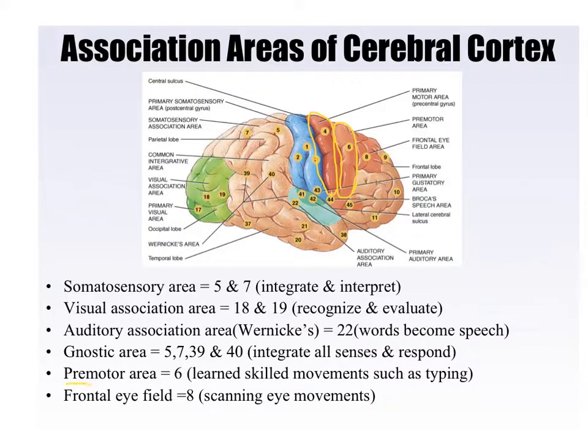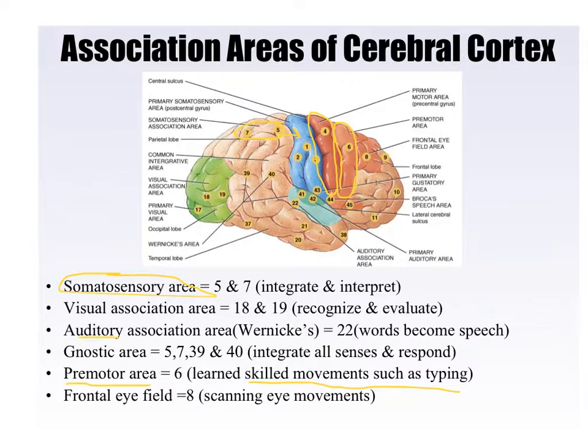So I just said the premotor area is not the primary motor cortex, but it does store things like skilled movements like typing, and information goes back and forth between the primary motor cortex and the premotor area. They kind of work together to produce your voluntary skeletal movements. Also the somatosensory area, which we've gone over already. So 5 and 7. So these would be areas that assist or supplement the primary somatosensory cortex.